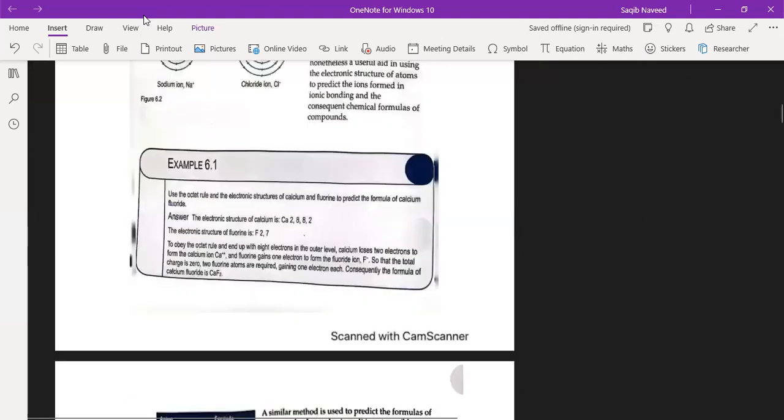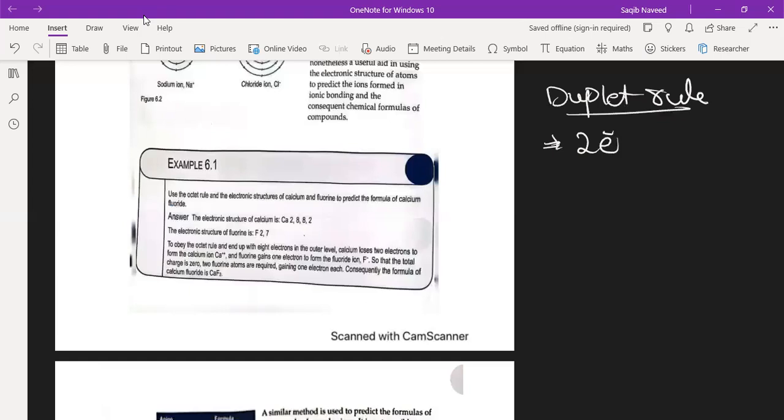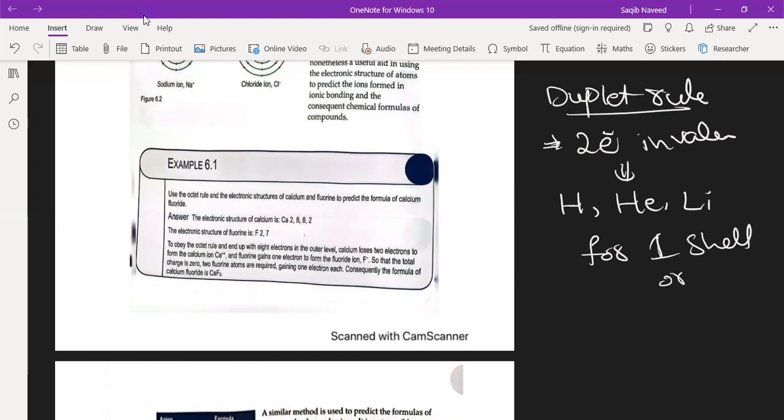There is a similar concept which is the duplet rule. What is the duplet rule? The duplet rule is the concept which states that when any atom has 2 electrons in its valence shell, then it would be stable. But this concept is applicable to hydrogen, helium, and somehow lithium, for the elements that have only 1 shell involved, or you may say the first shell.